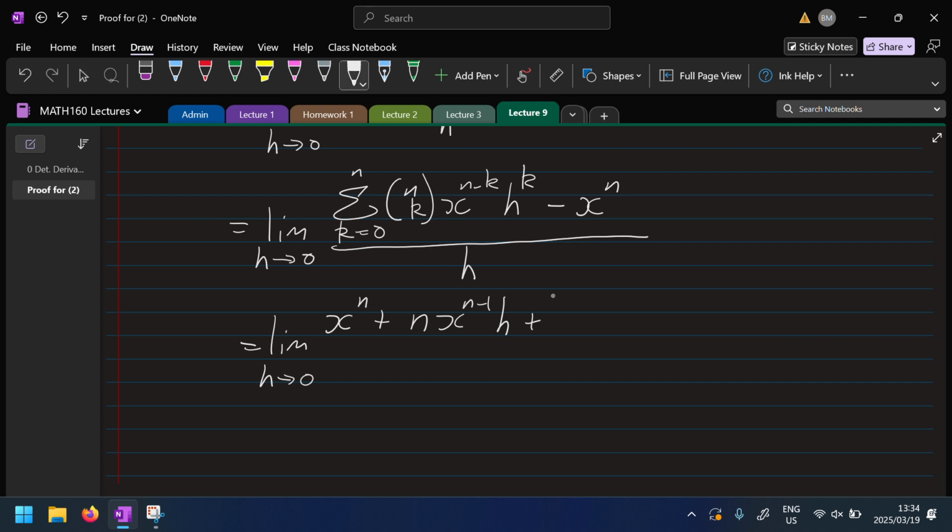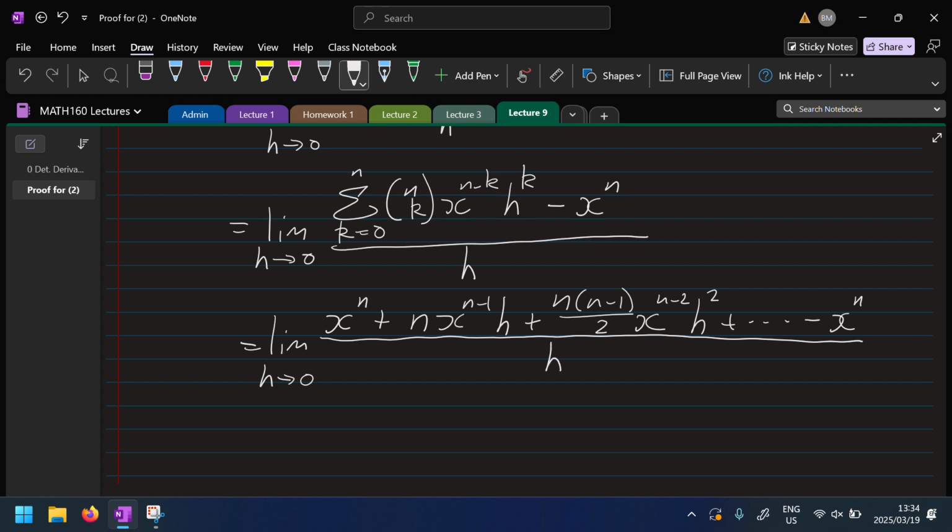It will be n choose 2, so n times n minus 1 over 2, x to the n minus 2, h squared, and the pattern continues with that. Plus dot dot dot, for however many terms there are. And then right at the end, we have minus x to the n, all over h. Don't forget we're still dividing by h.